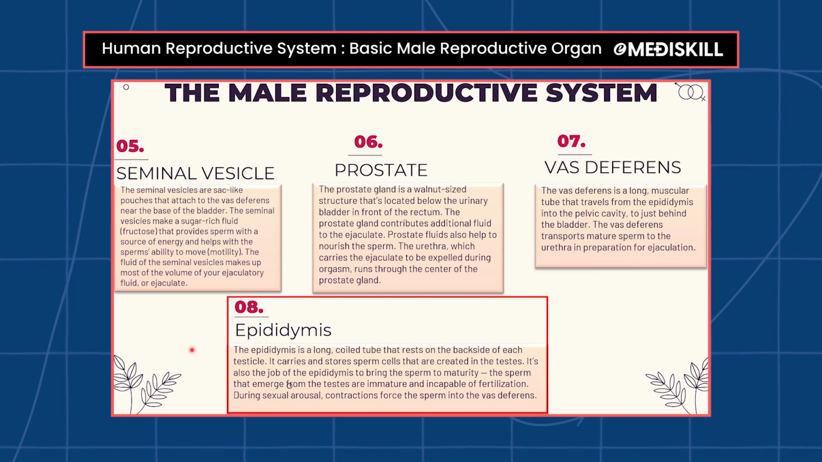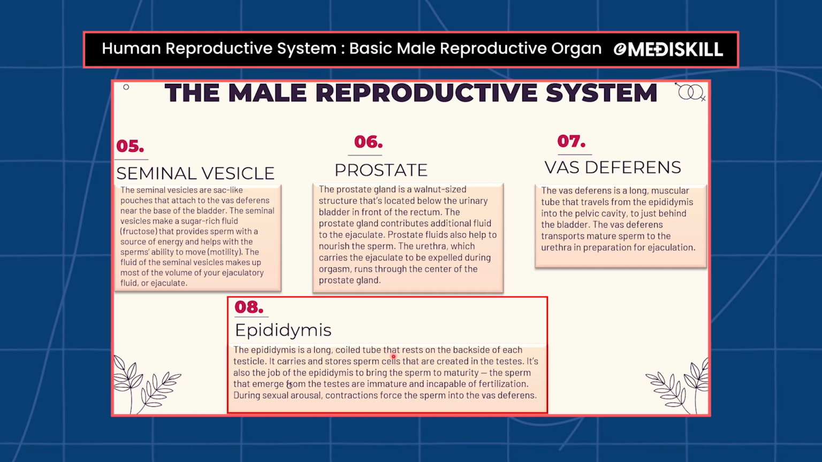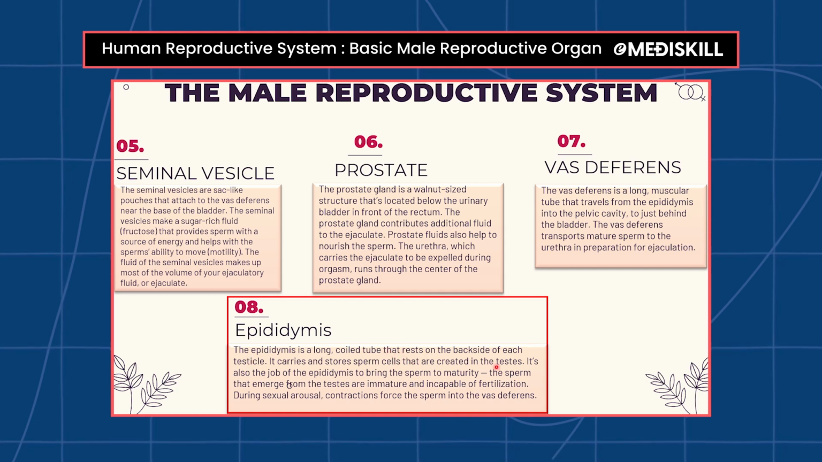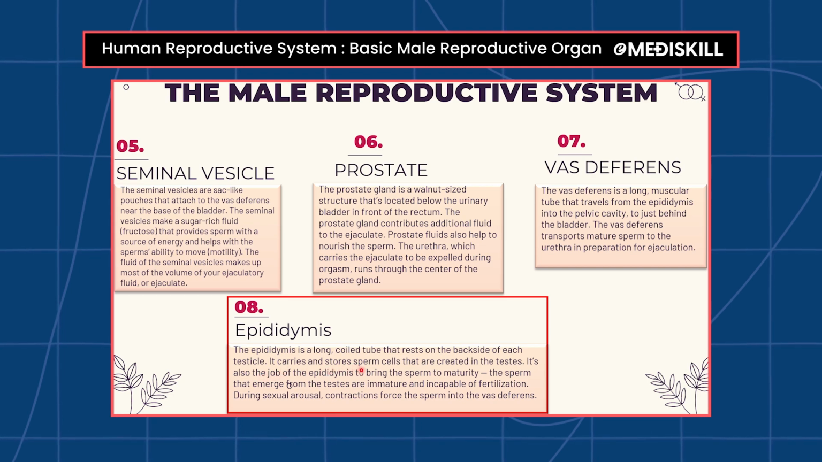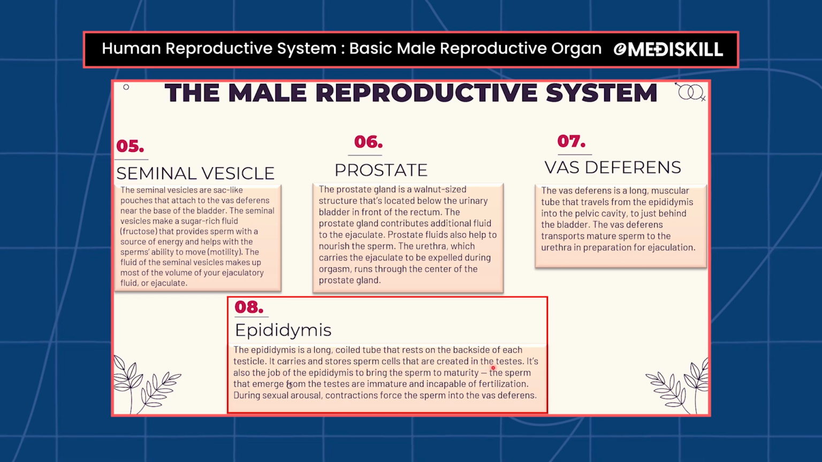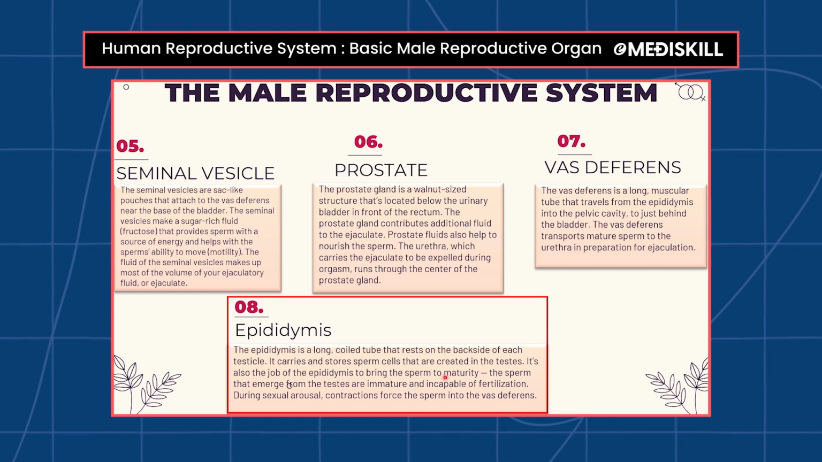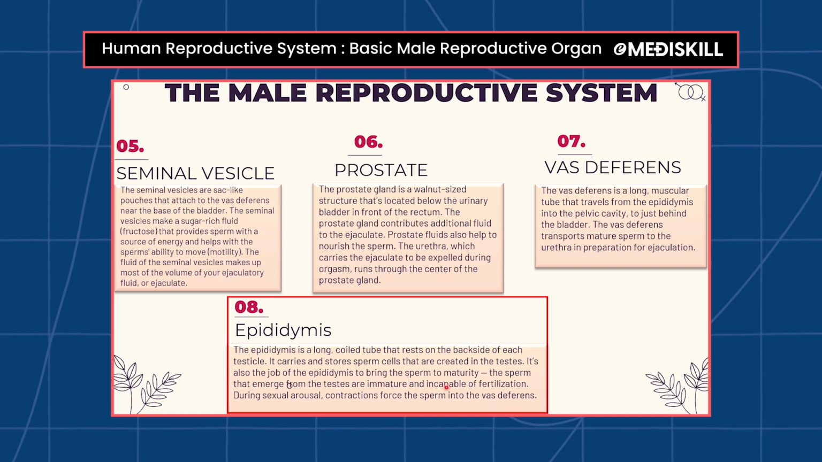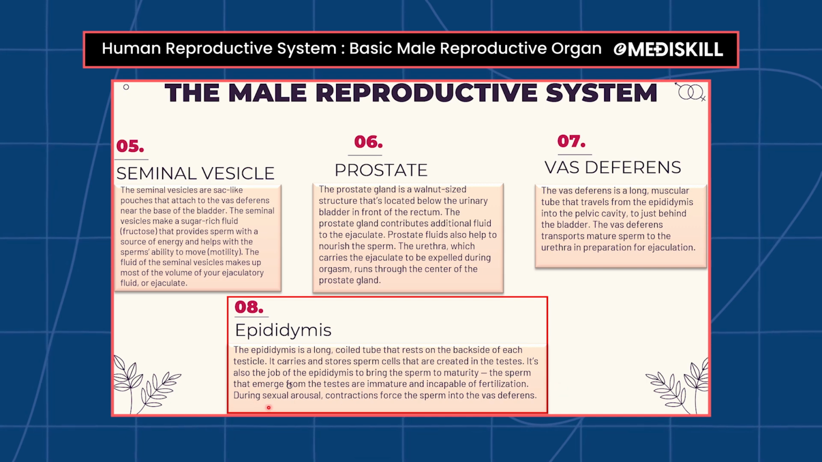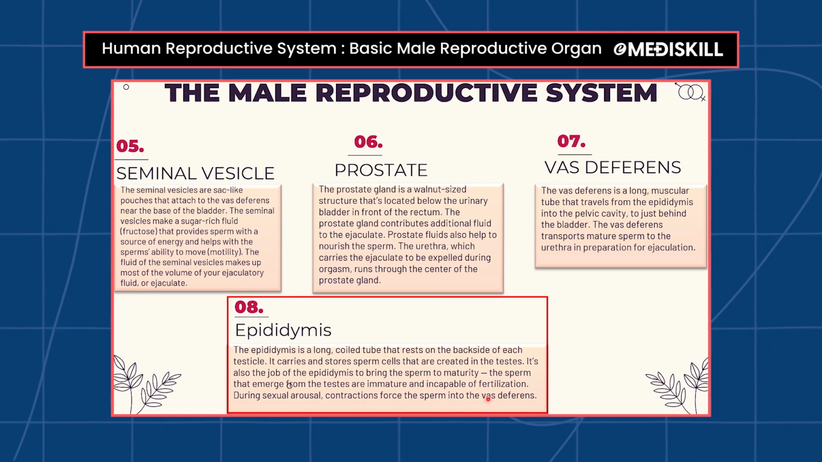Now we're talking about the epididymis, which is a very important coiled tube. It rests on the backside of each testicle. It carries and stores sperm cells that are created in the testes. It's also the job of the epididymis to bring the sperm to maturity. The sperm that emerge from the testes are immature, incapable of fertilization. During sexual arousal, contractions force the sperm into the vas deferens.